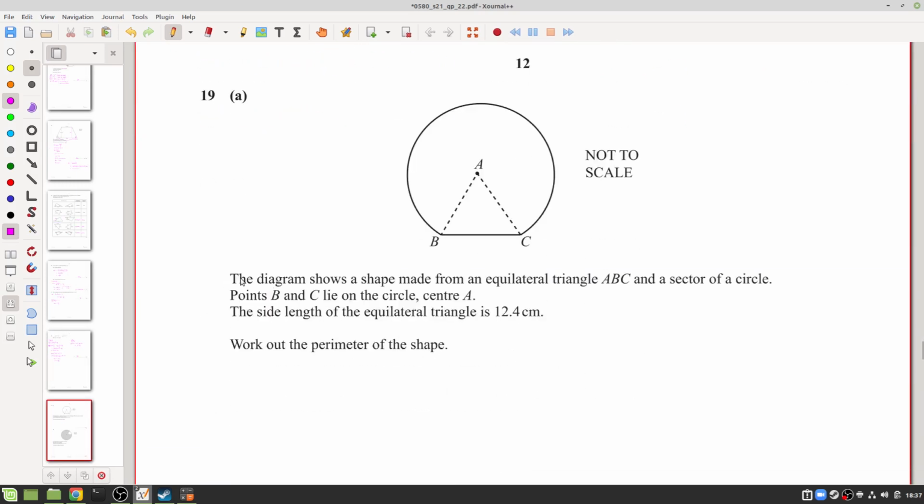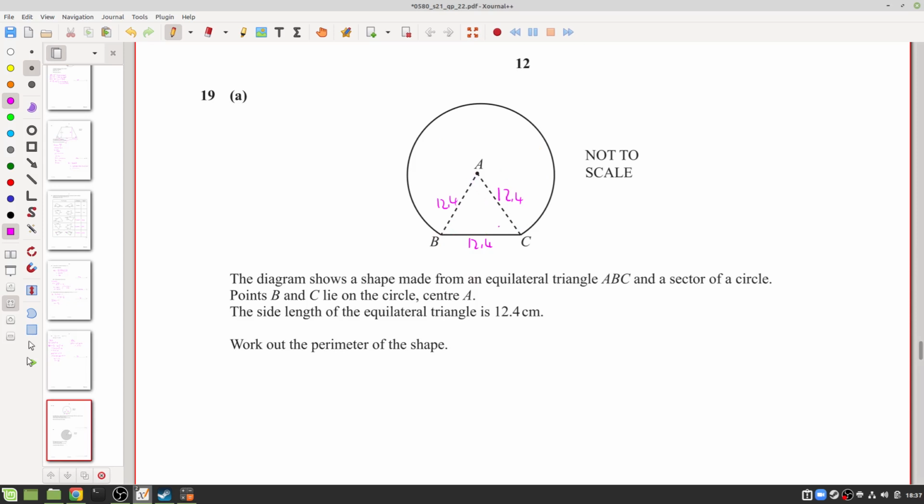Question 19. Diagram shows a shape made from an equilateral triangle ABC and a sector of a circle. Points B and C lie on the circle with center A. The side length of the equilateral triangle is 12.4 centimeters. Okay, so that's 12.4, 12.4, 12.4. We've got the perimeter of the shape. Okay, so we've got this part, so all we need is this sector part here.